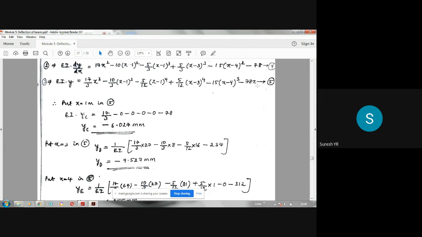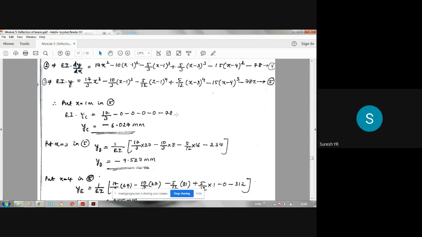Same procedure. EI into YC, so we are finding the deflection at C. x is equal to 1. So 17 by 3 into 1 cube, it is 17 by 3 only. If you put x is equal to 1, this becomes 0, this also becomes 0. This becomes minus 2, since 1 minus 3 is negative, neglect this term. Then 1 minus 4 is also negative, neglect this term. Minus 78 into 1. If you simplify that, you will get the value in meters.